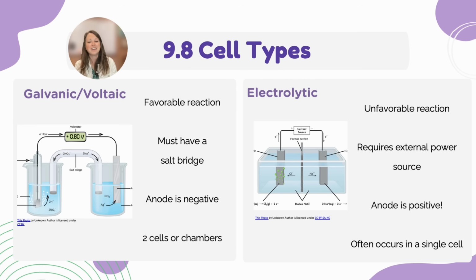The other difference is the galvanic or the voltaic cell typically has two cells or chambers versus an electrolytic. We have typically like a single cell. So in this case, you see this image, we just have a porous screen between the two. We don't have two distinct chambers.